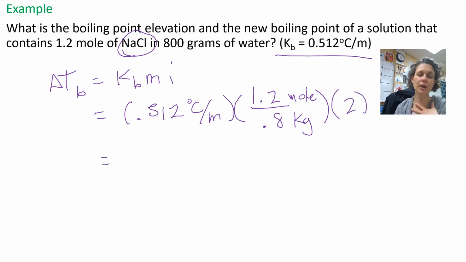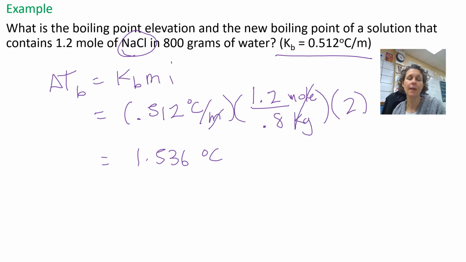Okay, so when you work all of this out, you will get somewhere around 1.536, and this is in degrees Celsius. The little m cancels both of those things out, so you get degrees Celsius. So what it is saying is that it changes the boiling point of water by that much. So that's boiling point elevation, so that's this first thing.